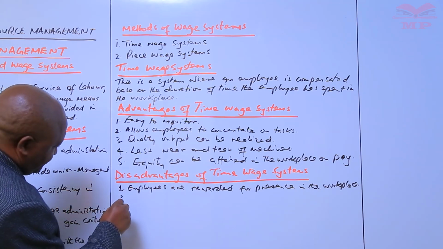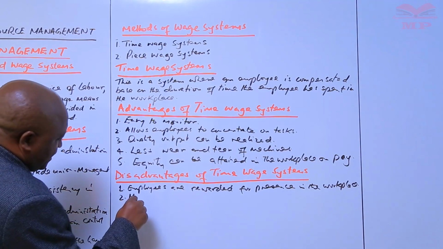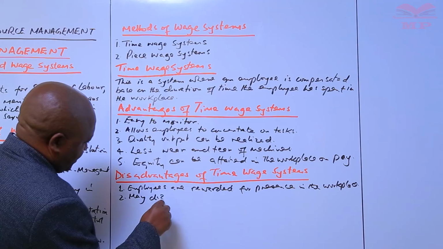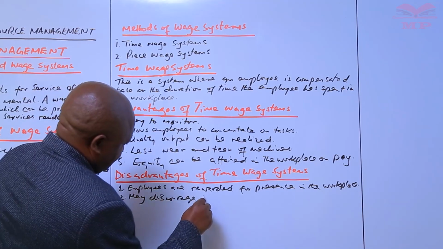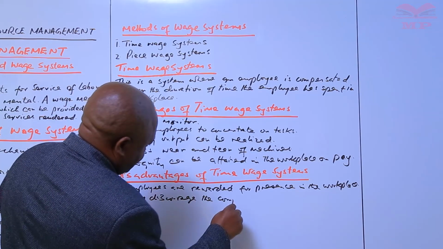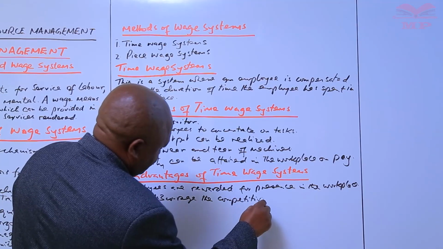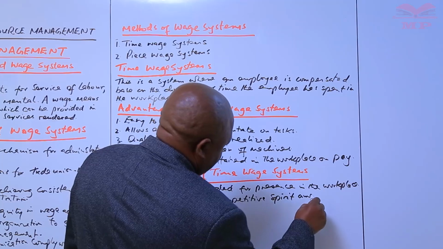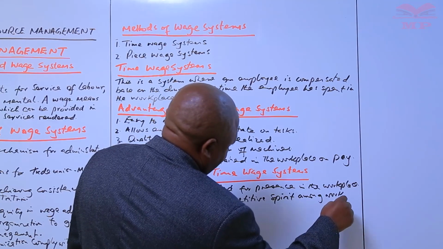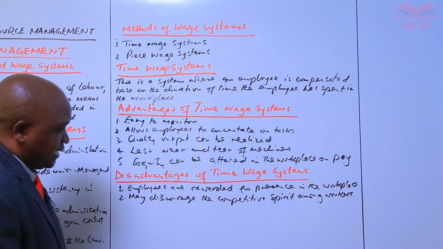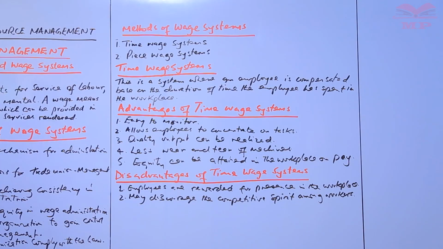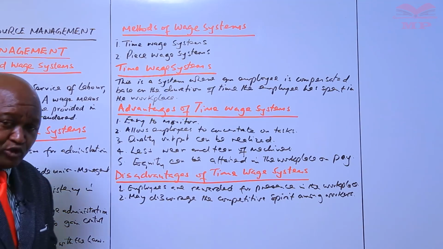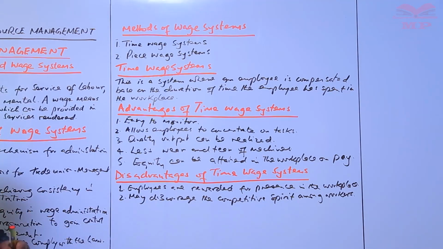Then 2, may discourage the competitive spirit among workers. So if an employee realizes that they are working, but whether they work smart, whether they put in more effort, the earning is going to be the same. So that again becomes a disadvantage of time wage systems.